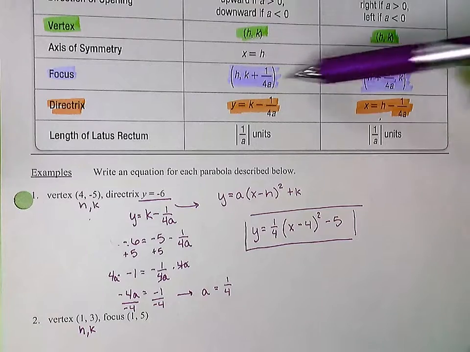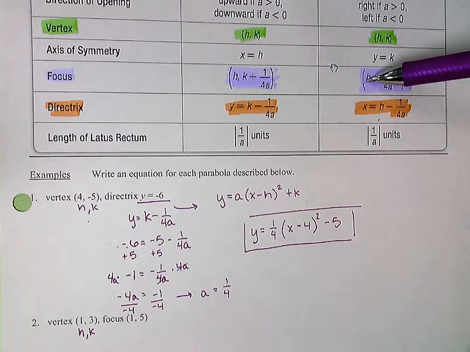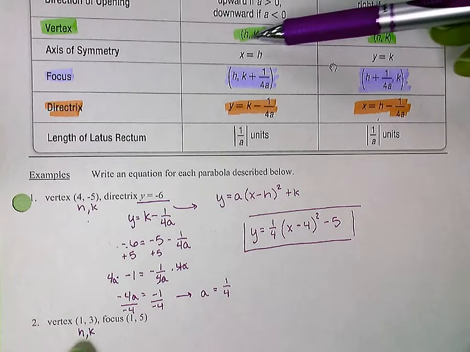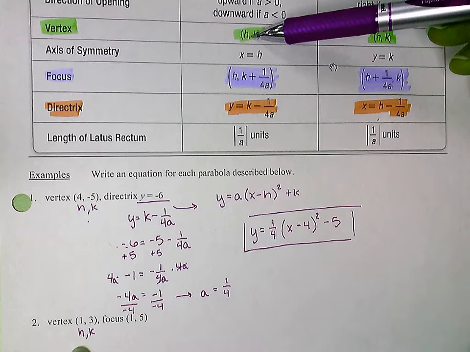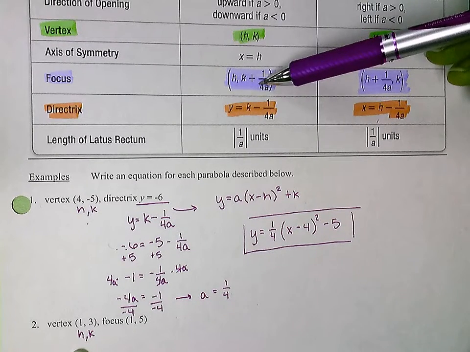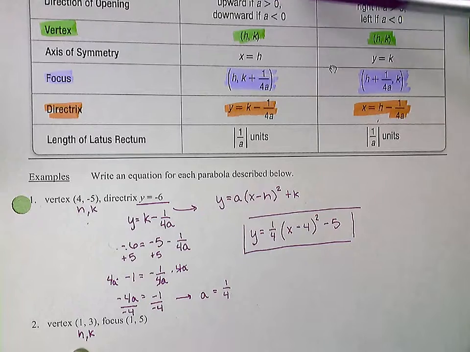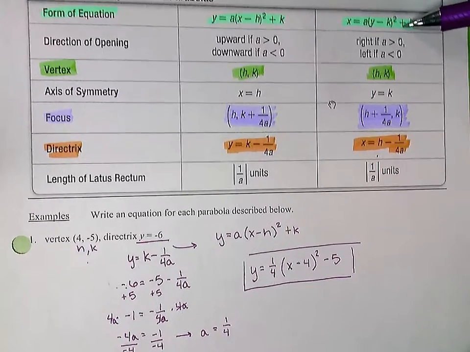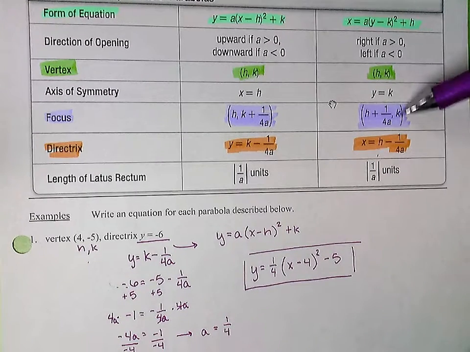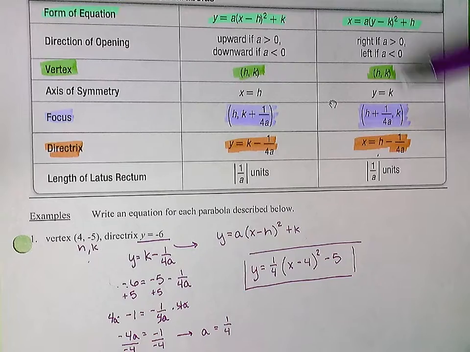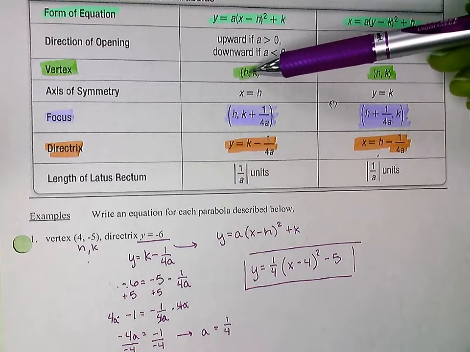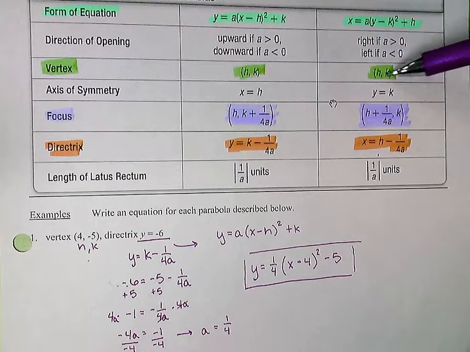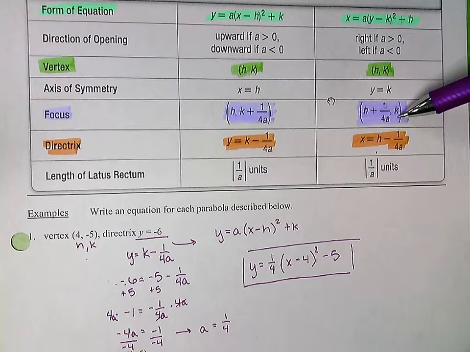I have two different forms up here. Okay? Now, if I look from my vertex to my focus, in this form, my h stays the same. In that second form, my k stays the same. So what I want to do, I want to see if my h is the same in both of those points I'm given, or if my k is the same in both of those points I'm given.